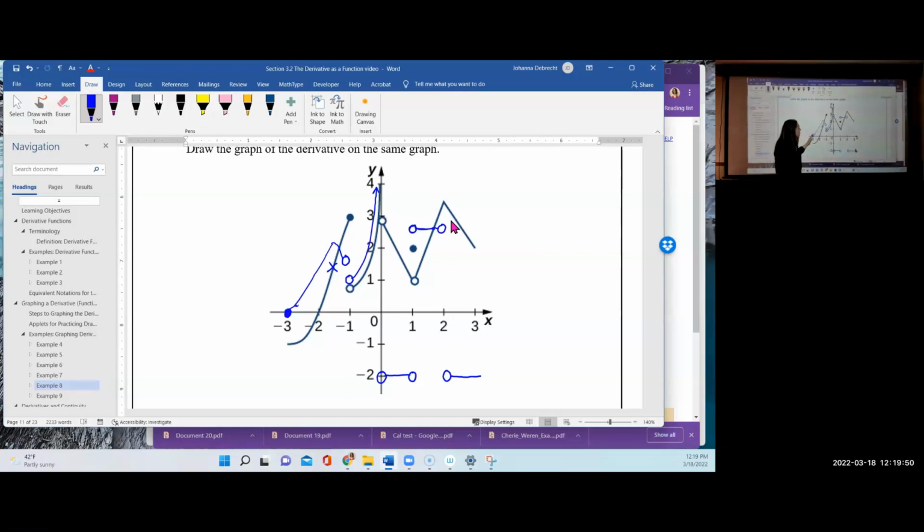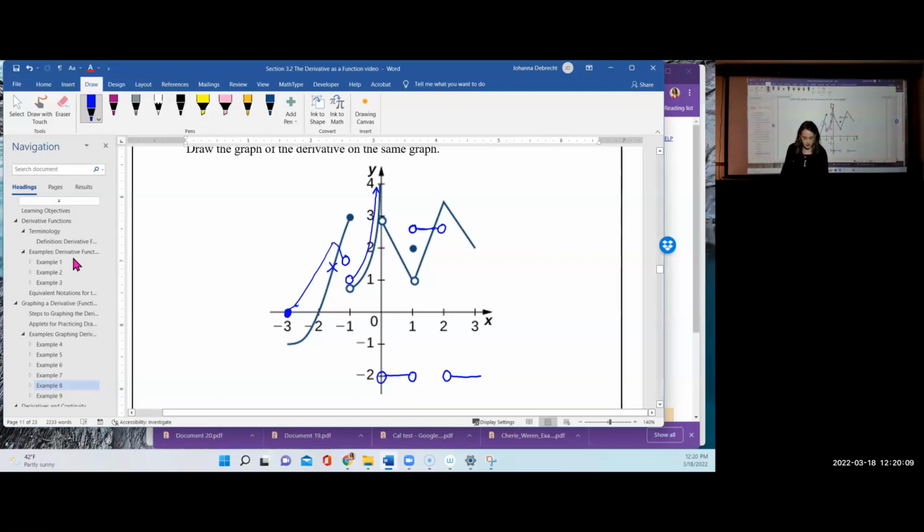We can see where the derivative is increasing, where it's decreasing, and where it's constant. We can tell where the derivative has a relative maximum. We can see where the derivative increases without bound and approaches a vertical asymptote.